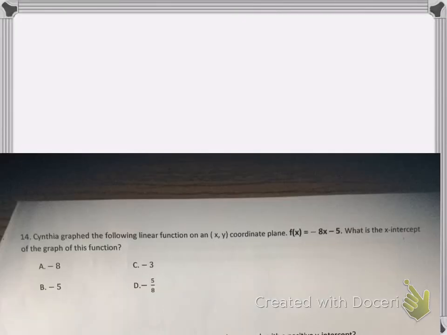Cynthia graphed the following linear function on the coordinate plane. What is the x-intercept of the graph of this function? Basically, when you're looking for the x-intercept, you want to make the y value 0. That's what you need to know. That's been taught. It's been explained many times. When you find the x-intercept, the y value is going to be 0.